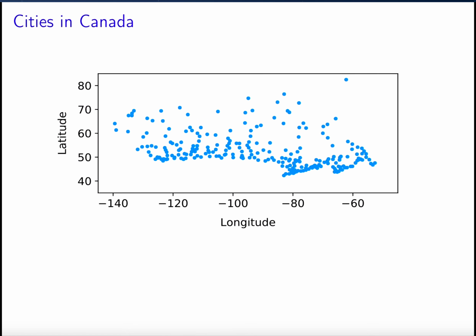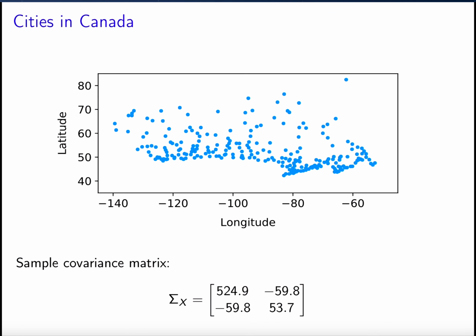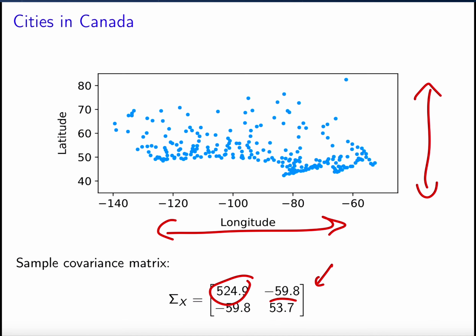Okay, so now let's see an example with real data. This is the position, the latitude and longitude, of the most important Canadian cities. And this is the covariance matrix. Something to realize is that the variance in this direction is much larger than the variance in this one, like north-south, and also that the covariance between them is negative, essentially because of all the people living here.